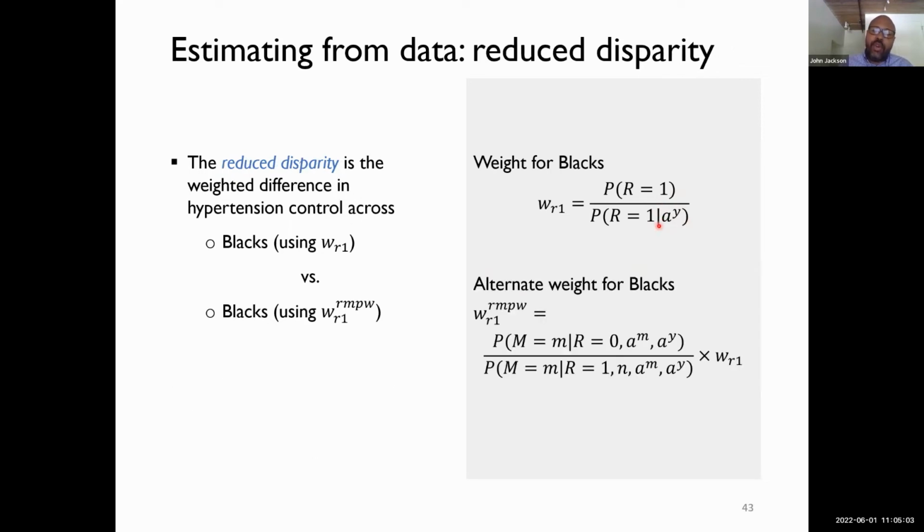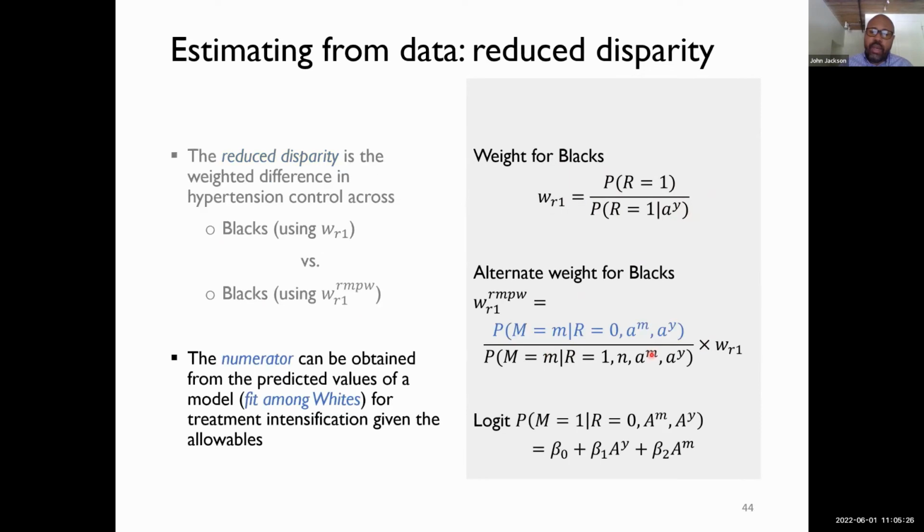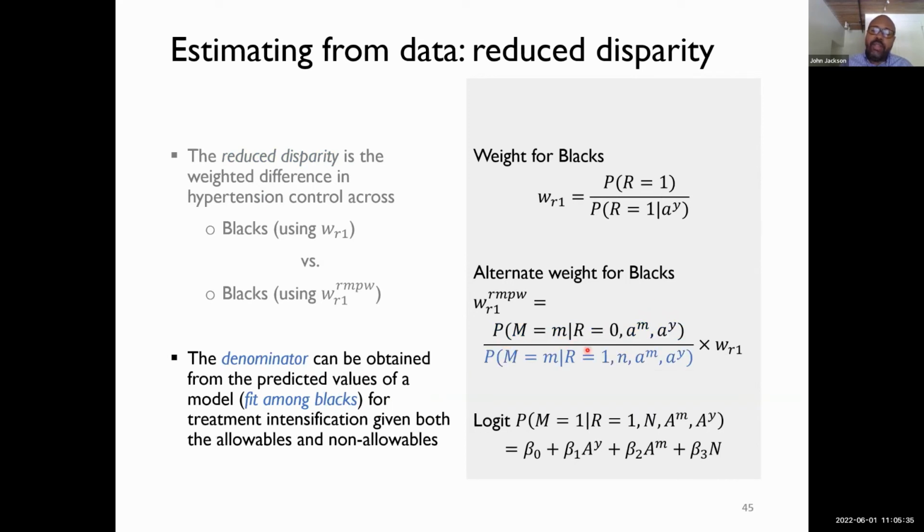To get to the reduced disparity, we can use a contrast of means for Blacks under two scenarios. One where they're weighted by this inverse probability weight that we described before, the stabilized inverse probability weight, and another where we're doing a ratio of mediator probability weight. And so we can estimate the numerator of that weight by fitting a model for treatment intensification among whites, given the allowables, and then we can estimate the denominator by fitting a regression model for treatment intensification, given the allowables, but also now the non-allowables.